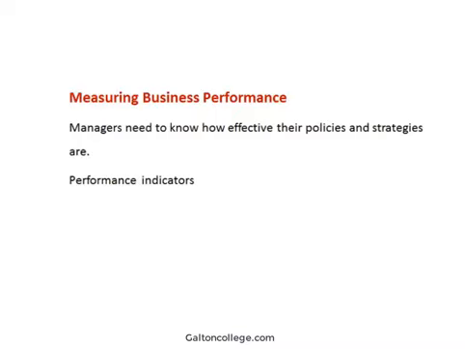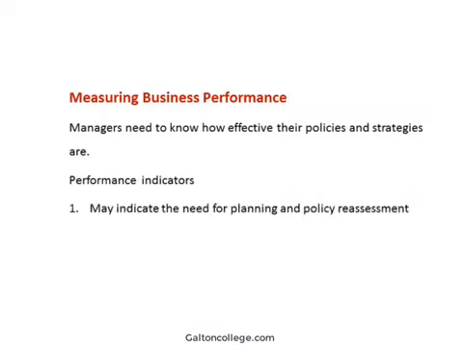And they need to have performance indicators. If managers can't work out how effective their policies are, then the managers may be making suboptimal decisions. Managers may be making mistakes, and perhaps they're not being picked up until it's too late, until they're manifest in lower profits or a dwindling market. So it's important that the managers know how effective their policies and their strategies are, and that they have performance indicators.